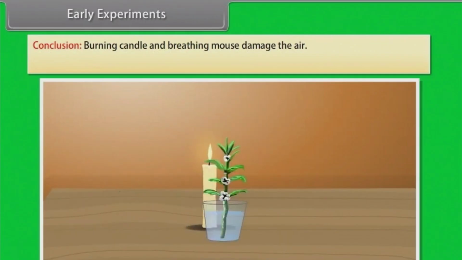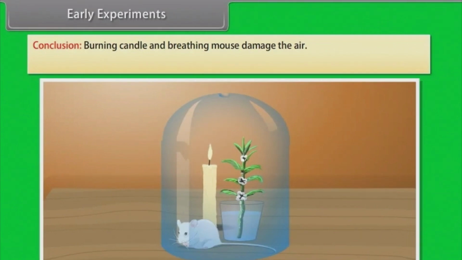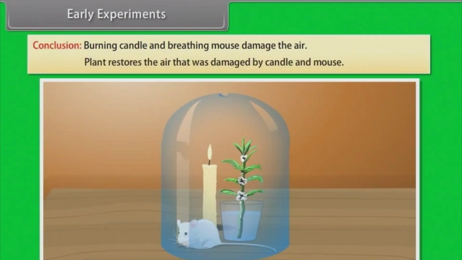Now he placed a mint plant in the closed jar and it was observed that both mouse and candle survive very well. He concluded that plants restore the air that was damaged by candle and mouse.